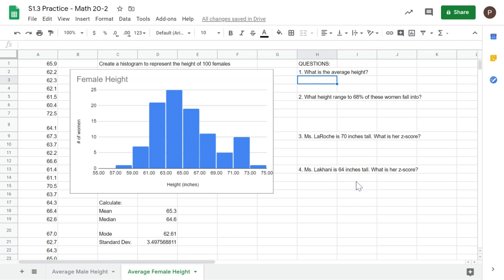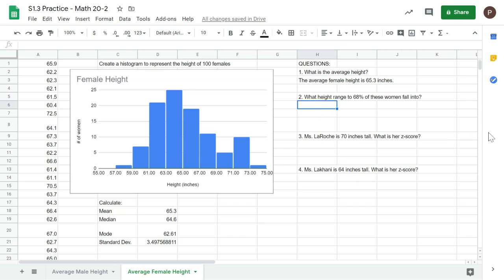So what is the average height is our first question. Well, that's our mean, right? When we say average, we're talking about the mean, that middle value in terms of adding all the values together, dividing by the total values. So the average female height is 65.3 inches.